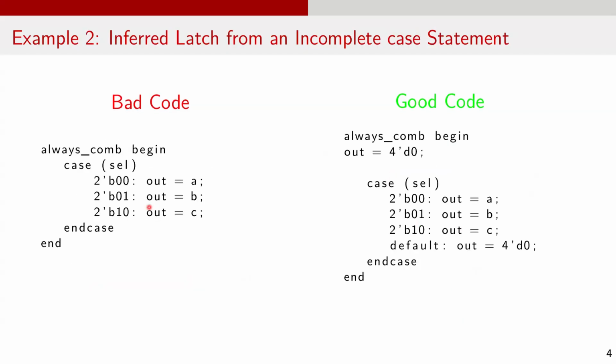Inferred latches can also be created in case statements when not all possible cases are covered. For example, over here, if select takes a value that is not covered by the case statement, signal out is left unassigned. Once again, the synthesis tool creates a latch to hold the previous value of out. We can fix this problem by assigning a default value to signal out.